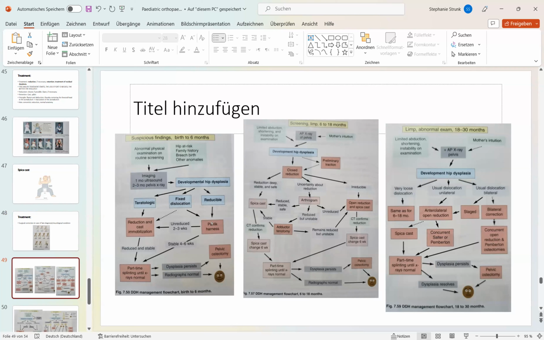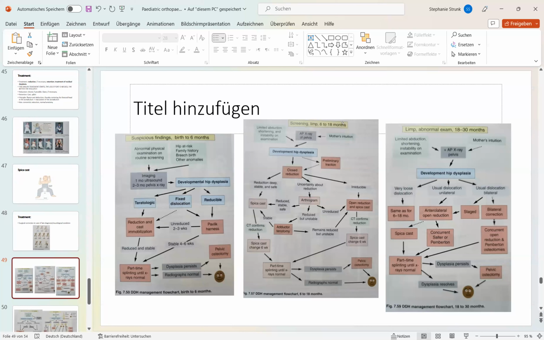If it's reducible, pelvic harness, stable 4 to 6 weeks. This is the normal thing. A radiograph normal, everybody happy. This is the normal and most common thing. If it's teratologic, of course, and it's fixed, then you have to do something else. But even those you can usually treat conservatively, and you do a pelvic osteotomy even in babies.